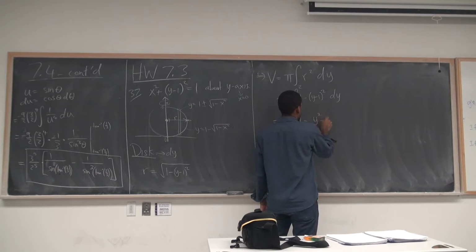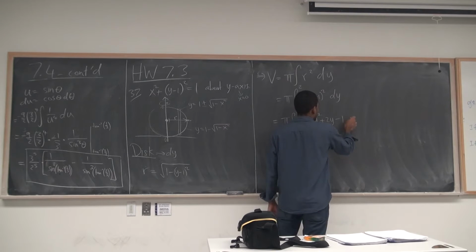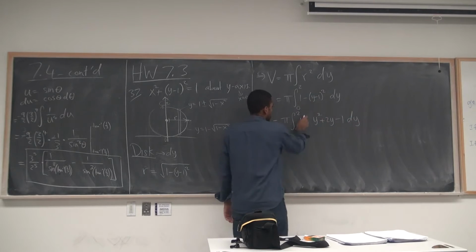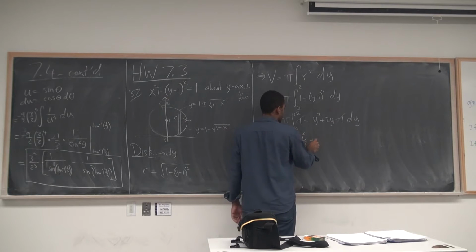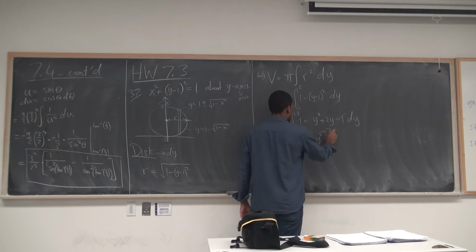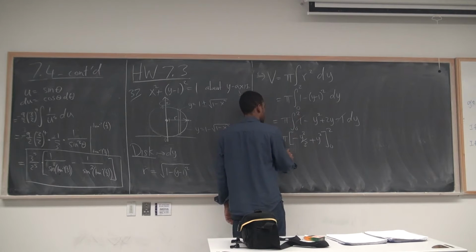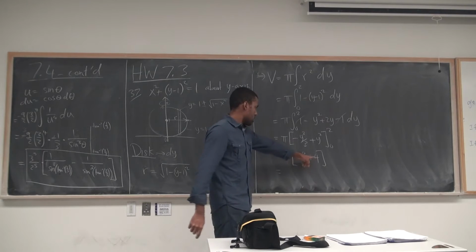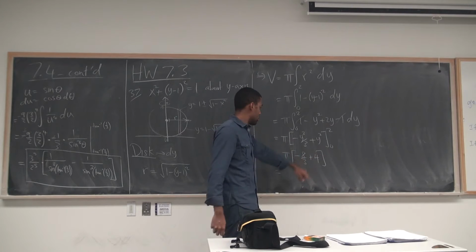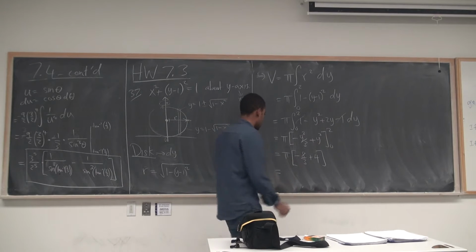1 minus y squared plus 2y minus 1. And so then that simplifies. Integral: minus y squared is minus y cubed over 3 plus y squared between 0 and 2. So this is minus 8 over 3 plus 4, which is 12. I can think of that as 12 over 3, right? And then that's 4 over 3.